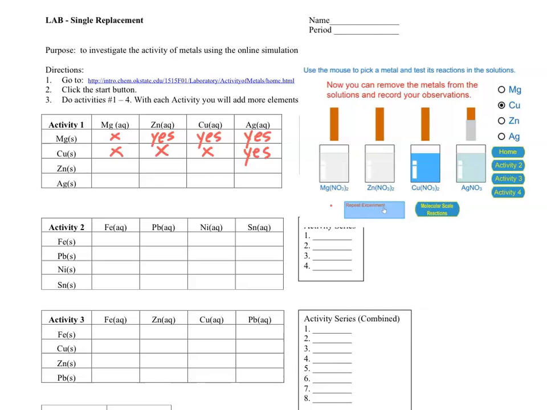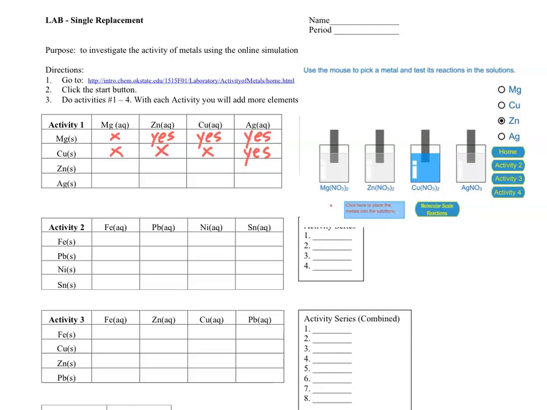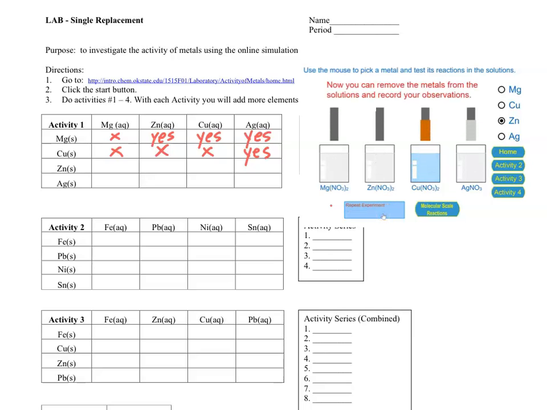All right, let's continue. Next, we will pick zinc. Choosing zinc metal, we shall dip them into the beakers and wait for a second and see what happens. Pull them back out, and here's what we get. Here, we're going to write down nothing, no reaction. In the third one, yes. In the fourth one, also yes.